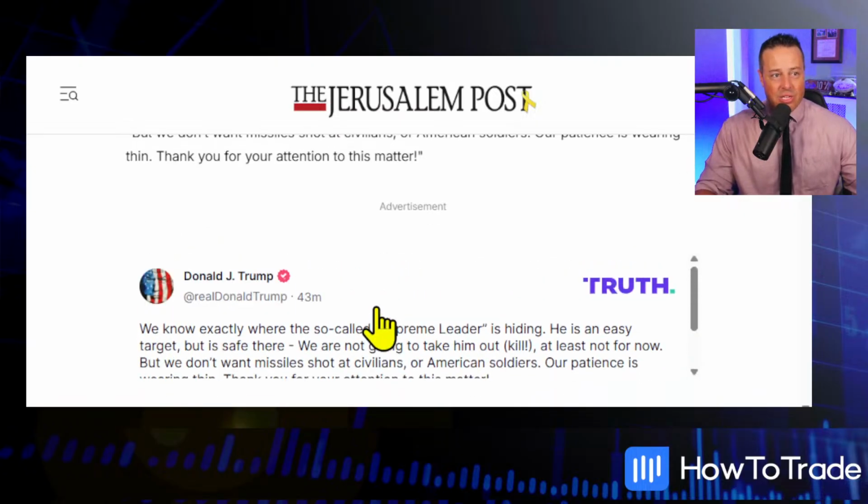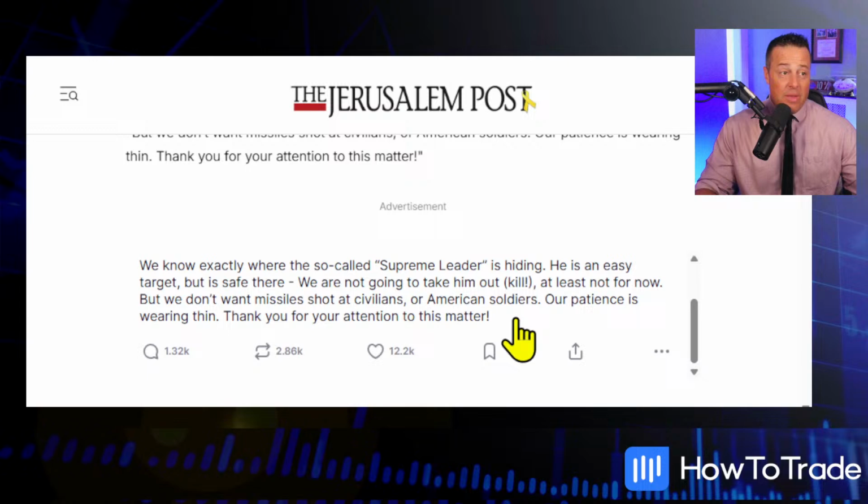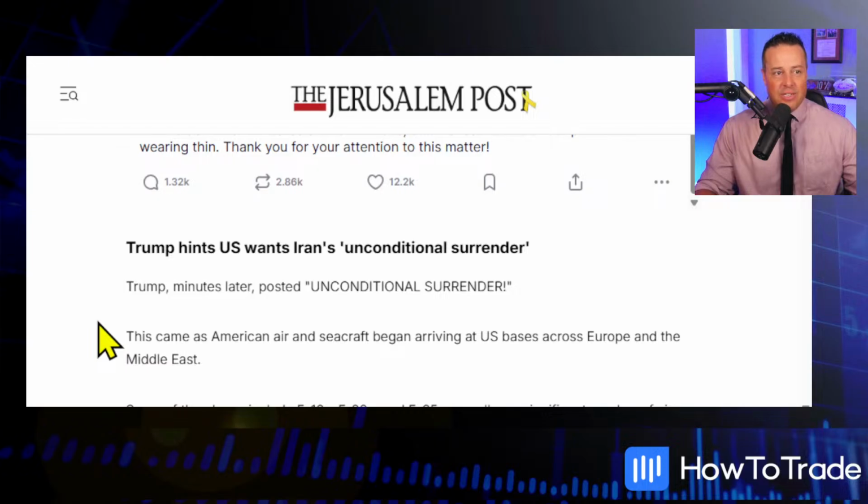We know exactly, this is a Truth Social post from Donald Trump about 45 minutes ago. We know exactly where the so-called supreme leader is hiding. He is an easy target, but he's safe there. We're not going to kill him, at least not for now. We don't want missiles shot at civilians or soldiers. Our patience is wearing thin. Thank you for your attention to this matter.